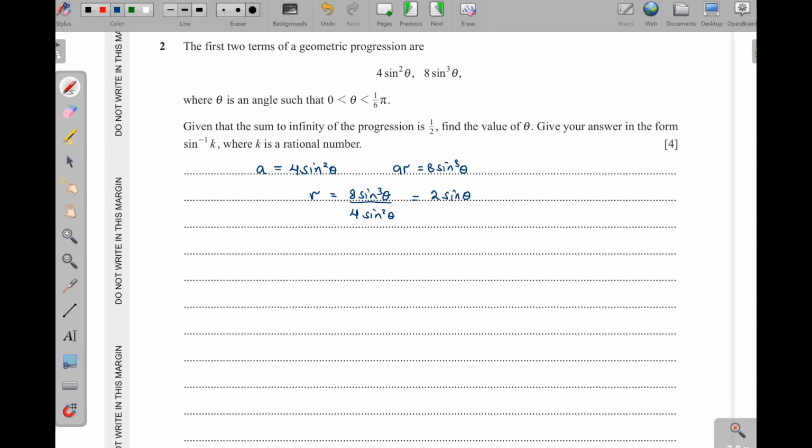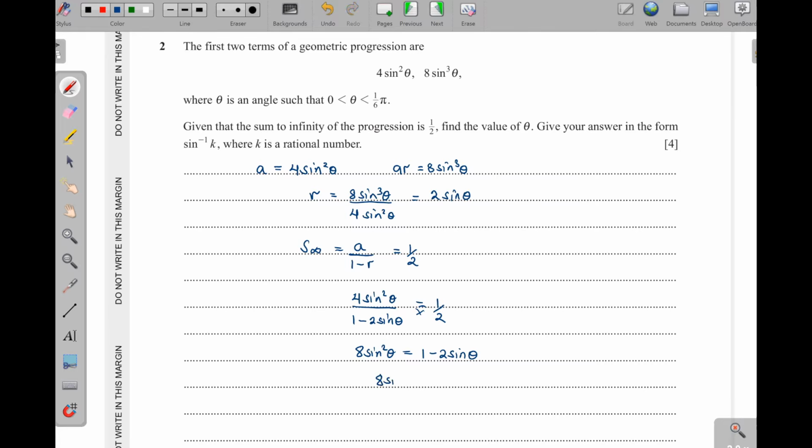Then after that, we are given the sum to infinity, which is a out of 1 minus r. They have said it is a half. Okay. Now, what is our a? Our a is 4 sine squared theta, out of our r, which is 1 minus 2 sine theta, and this is equal to a half. Then we can cross multiply, and we have 8 sine squared theta is equal to 1 minus 2 sine theta. When I bring everything this side, I'll form a quadratic in sine theta.